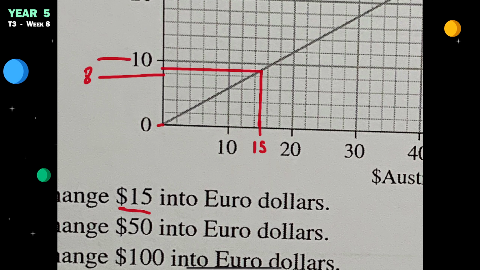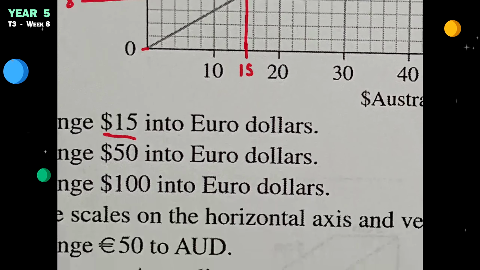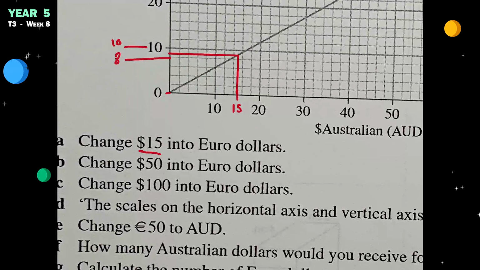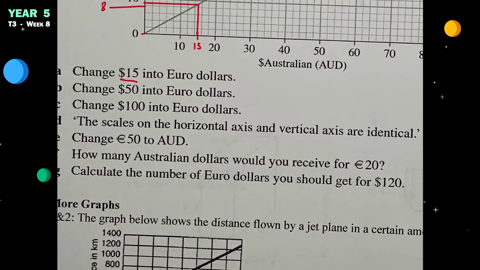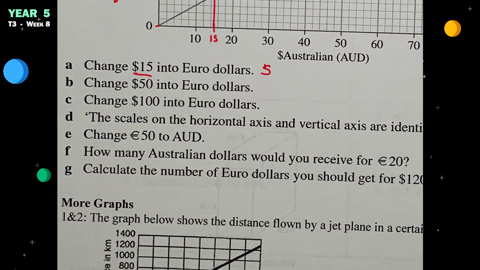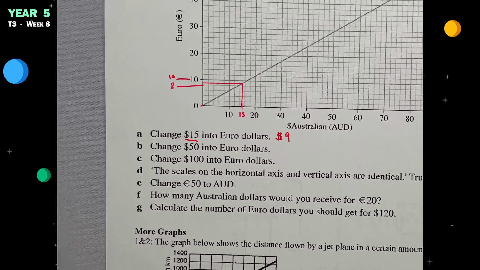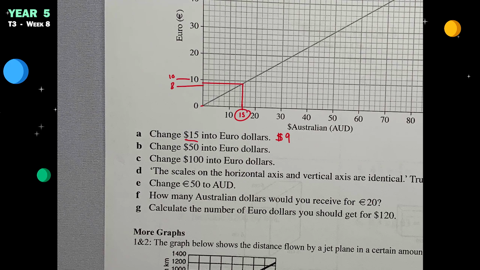It's between 8 and 10. So therefore, I would guess that it's most likely 9. It could be 9.1, 9.2, but we can't be that accurate with these graphs. There's not enough information there. So we can safely assume that the most accurate answer I can see is 9 European dollars. So 15 Australian dollars is the same as 9 European dollars. That's what it means.